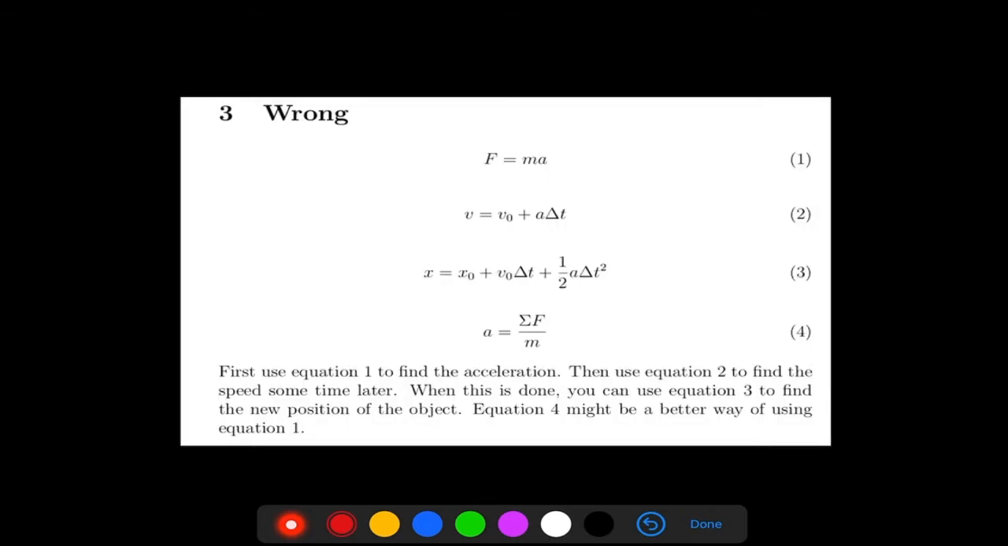Okay, so here's wrong way number one to do it. The thing that's wrong about this is I have the equation listed here, here, here, and here.